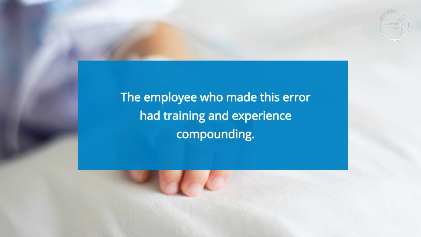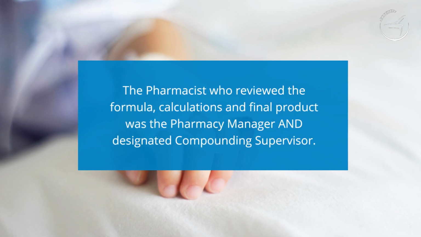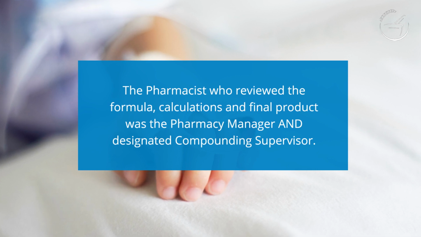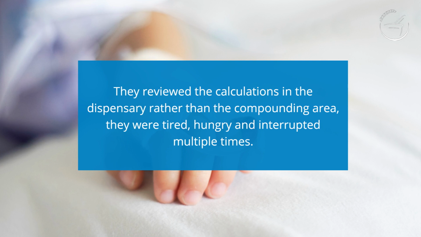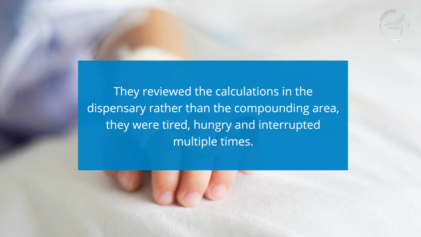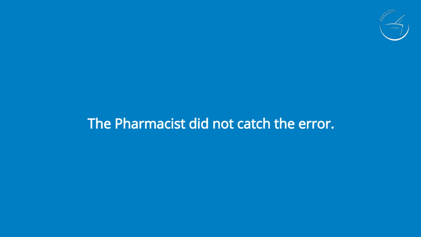The employee who made this error had training and experience compounding. The pharmacist who reviewed the formula, calculations, and final product was the pharmacy manager and the designated compounding supervisor. They reviewed the calculations in the dispensary rather than the compounding area. They were tired, hungry, and interrupted multiple times. I think we can all relate to this scenario. The pharmacist did not catch the error.